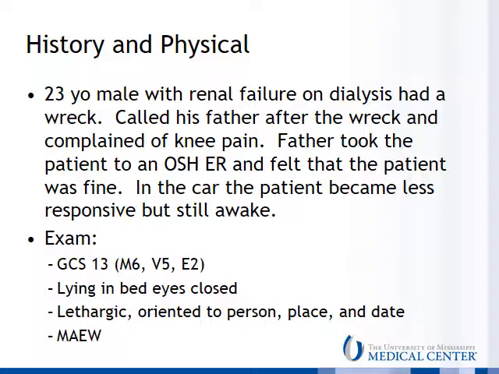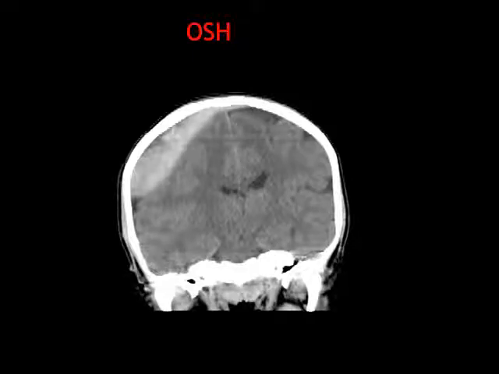So his motor was 6, his verbal was 5, and his eyes were 2. So that means that he's laying in bed, he follows commands, he's oriented, but he keeps his eyes closed unless you really stimulate him hard. He's lying in bed with his eyes closed, he's lethargic, but he's oriented to person, place, and date, and he's moving all of his extremities. So he gets a CAT scan.